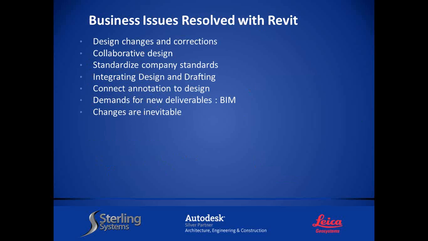Now, many business issues are resolved in using the Revit program, everything from design change corrections to collaborative design internally within an office. We're able to standardize company standards very easily in the program, so that we're getting a consistent workflow and a consistent end product for our clients. We're also able to integrate the design and drafting phases, and we can connect annotation designs to actual modeled objects, so there's not a disconnect between those elements. Finally, it helps meet the demands of the new deliverable requirements that a lot of state organizations are requesting. Not to mention, it helps architecture firms be more profitable in being able to produce more documentation in the same time that they're accustomed to producing their existing level of detail.